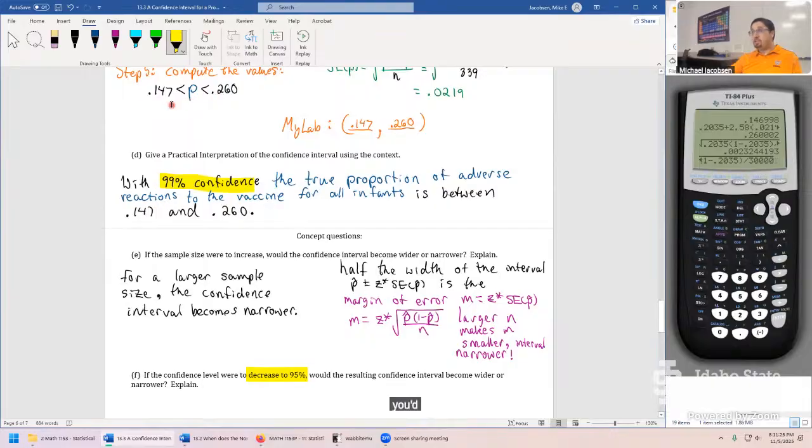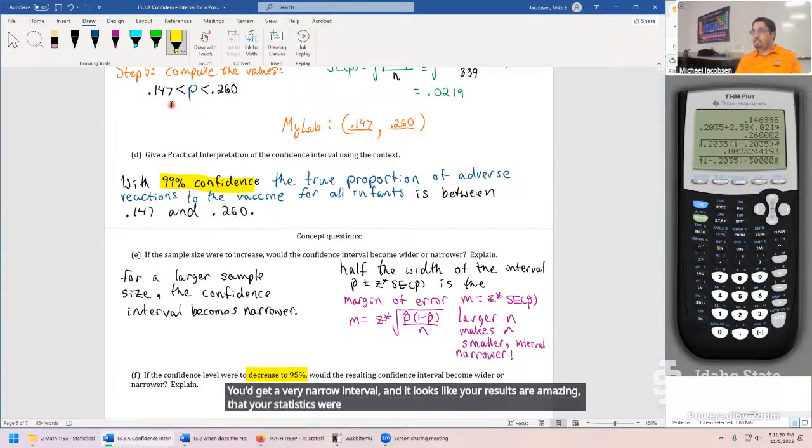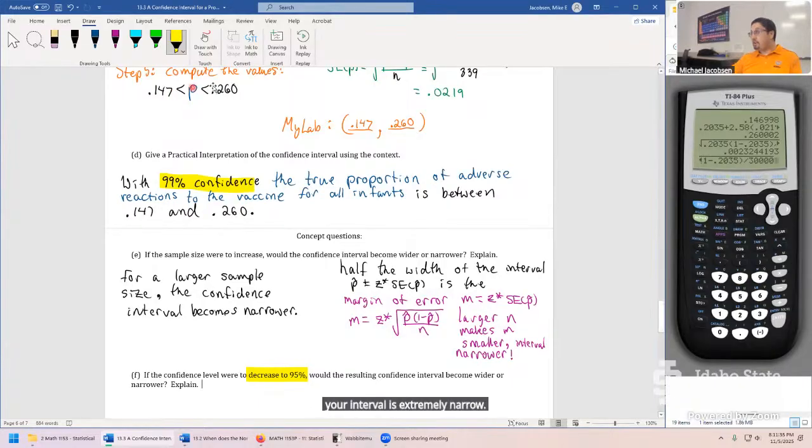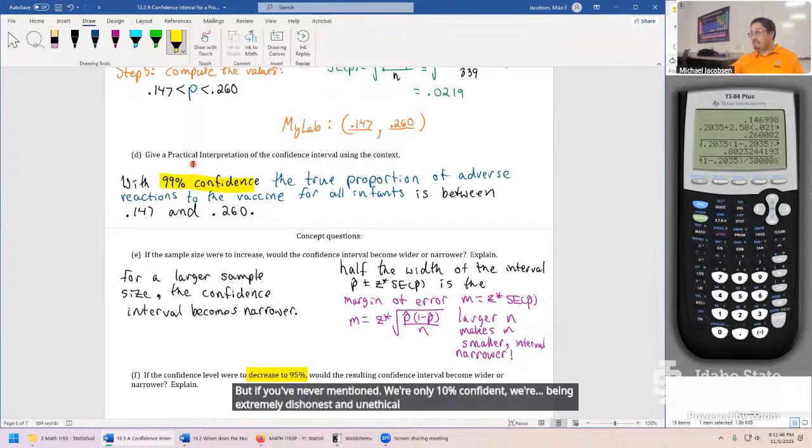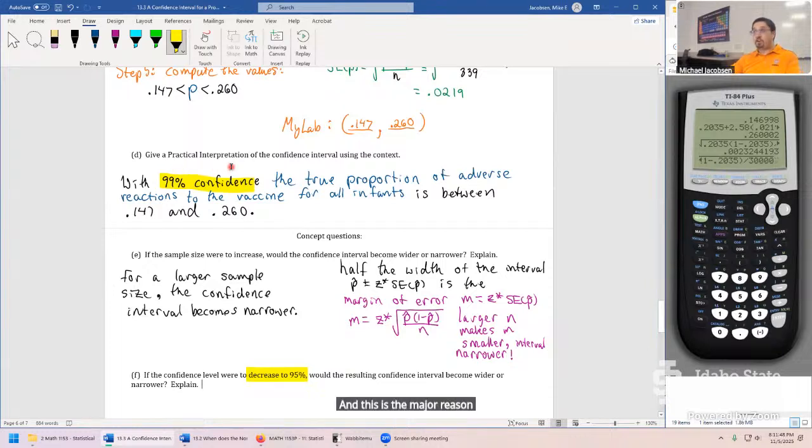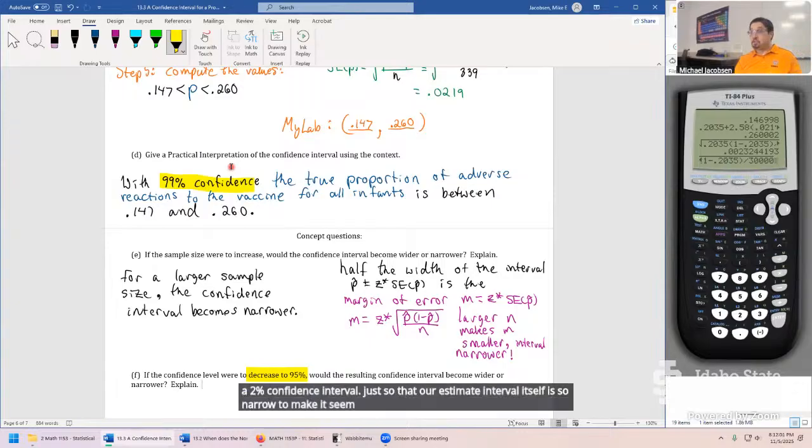You'd get a very narrow interval, and it looks like your results are amazing, that your statistics were so precise because your interval is extremely narrow. Means you have a small margin of error. But if you never mentioned we're only 10% confident, we're being extremely dishonest and unethical with statistics. And this is the major reason we have to say what our confidence is, to nail it down so people are aware we didn't do something funny and make a 2% confidence interval just so that our estimate interval itself is so narrow to make it seem like we did a precise computation.